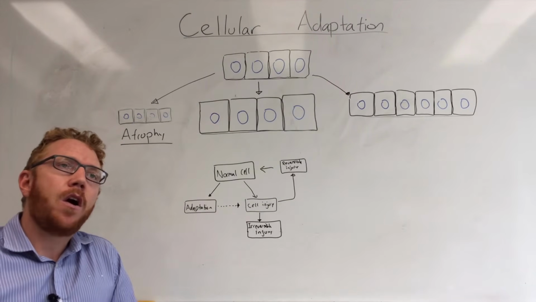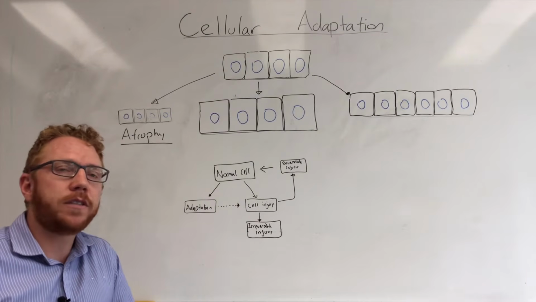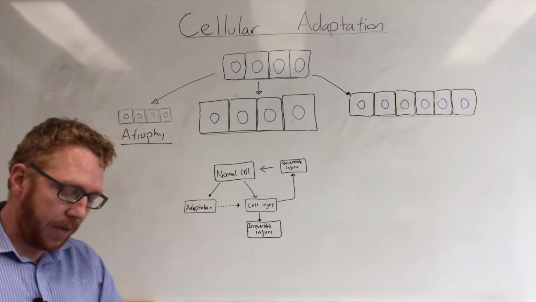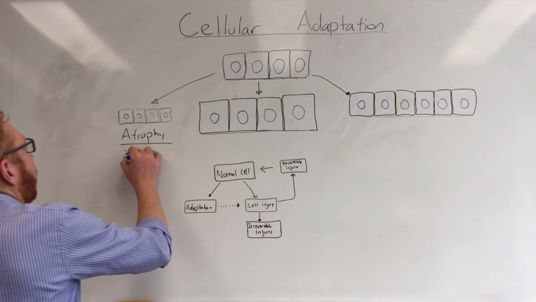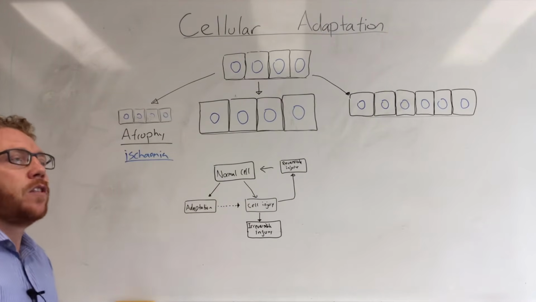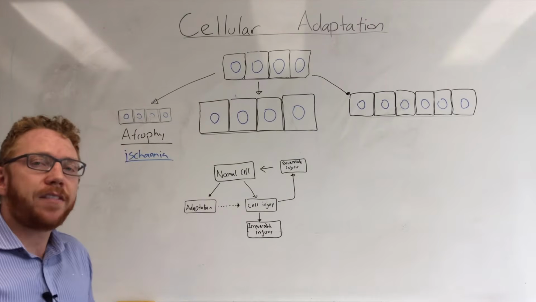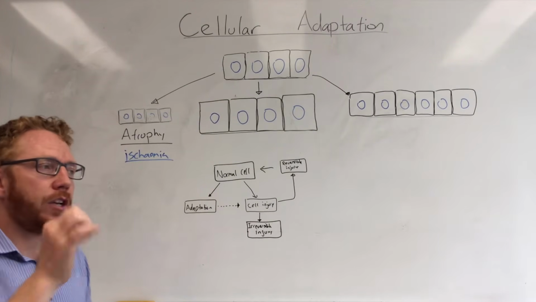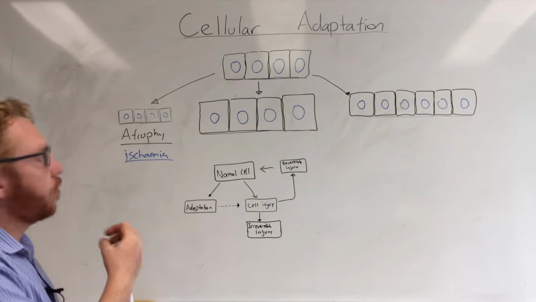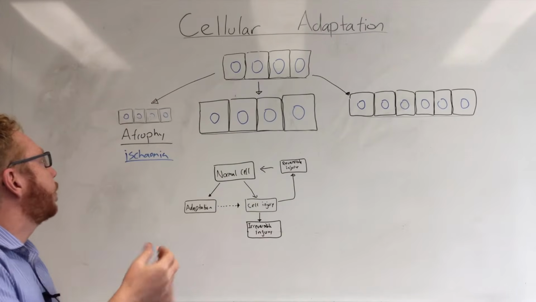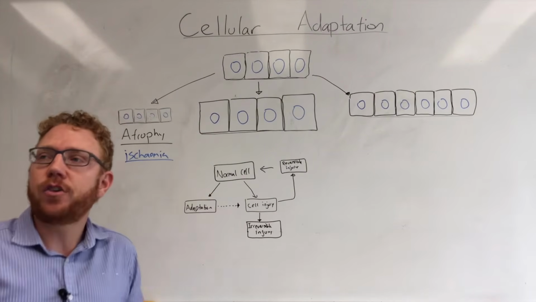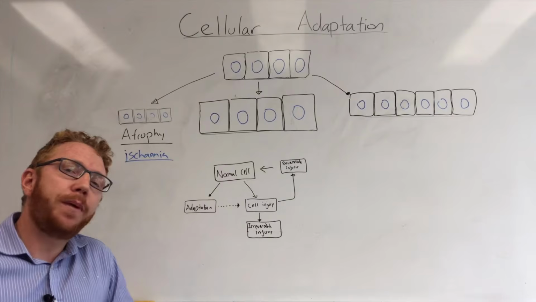Another example of, well, let's go to a pathophysiological example. A good pathophysiological example of atrophy would be ischemia. So ischemia is a reduction in blood flow. So if you were to have, let's say, peripheral vascular disease, so this is a reduction in blood vessel diameter into your legs, your muscles in your legs would actually atrophy because they're not getting adequate blood supply. So that's an example of a pathophysiological cause. Another example would be denervation.